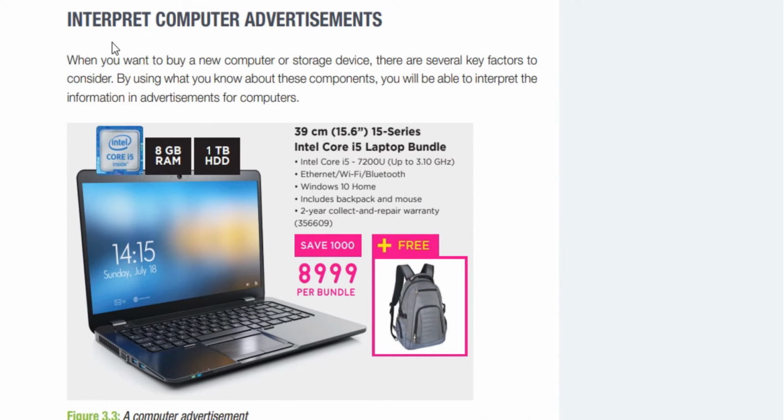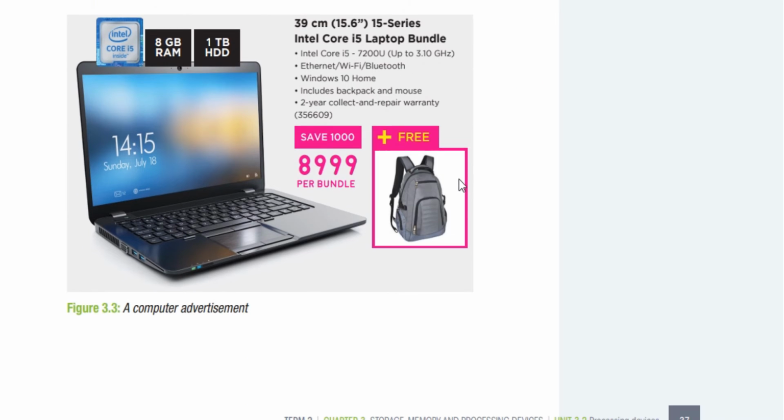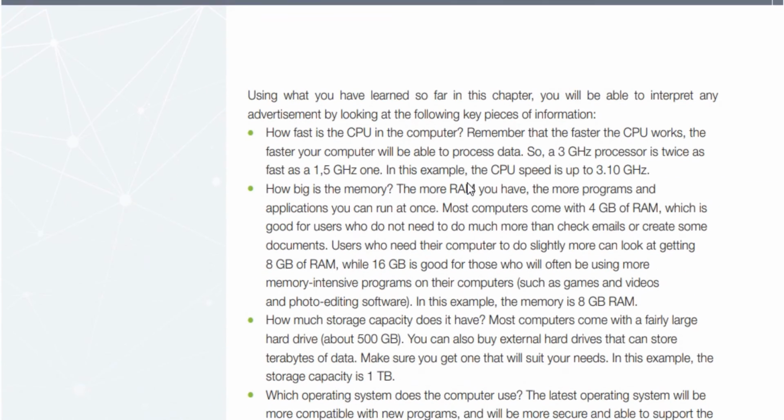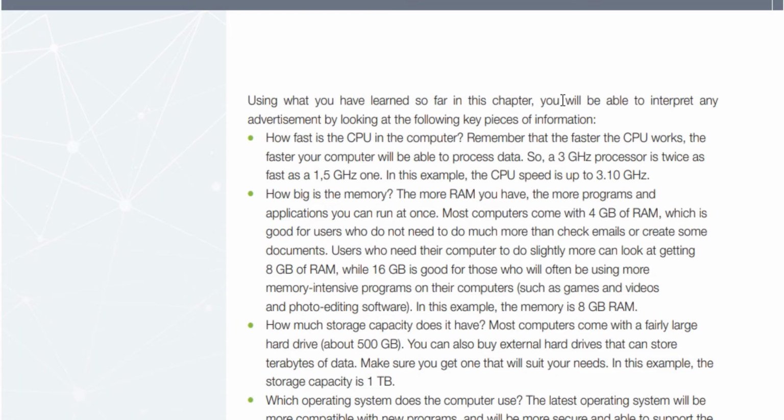Now we go to interpreting computer advertisements. When you want to buy a new computer or storage device, there are several key factors to consider. By using what you know about these components, you will be able to interpret information in advertisements for computers. Using what you have learned so far in this chapter, you will be able to interpret any advertisement by looking at the following key pieces of information.